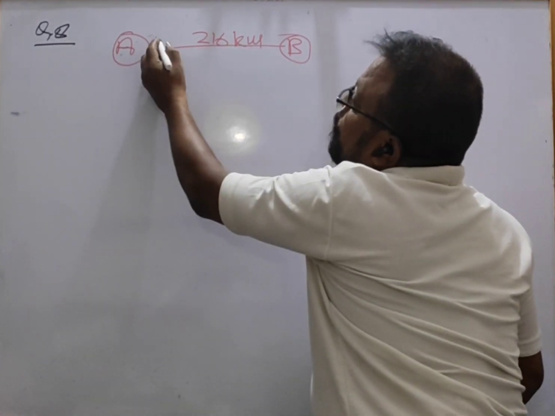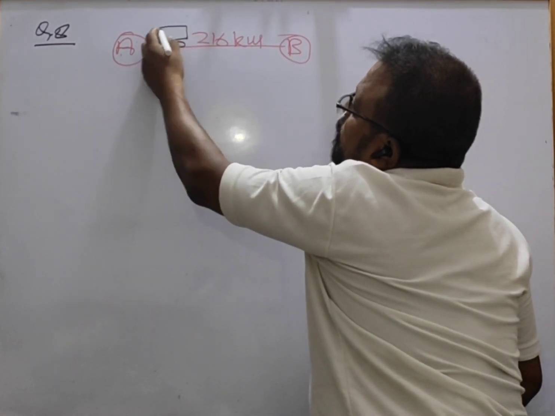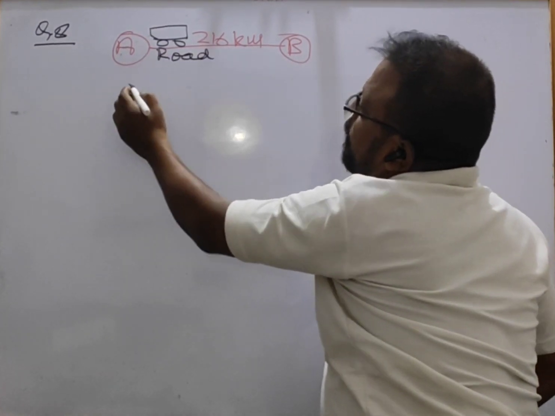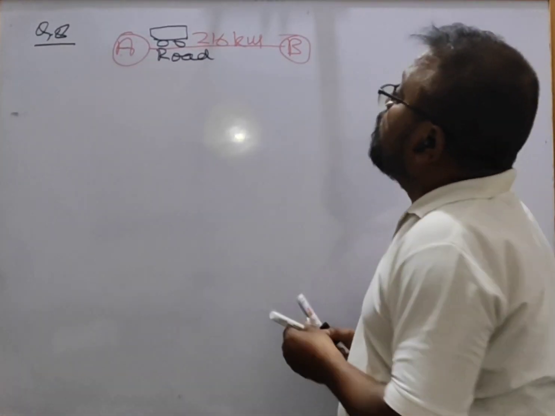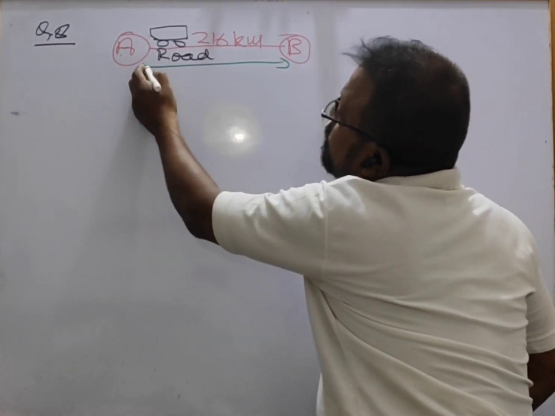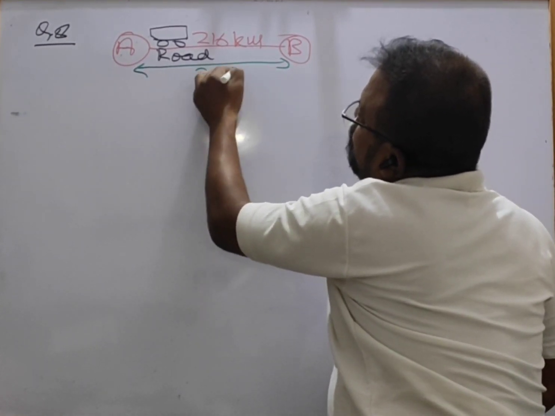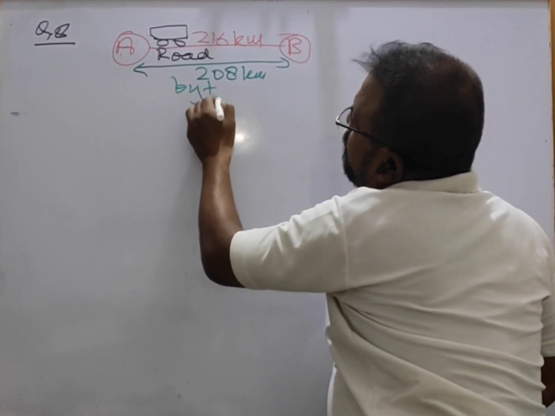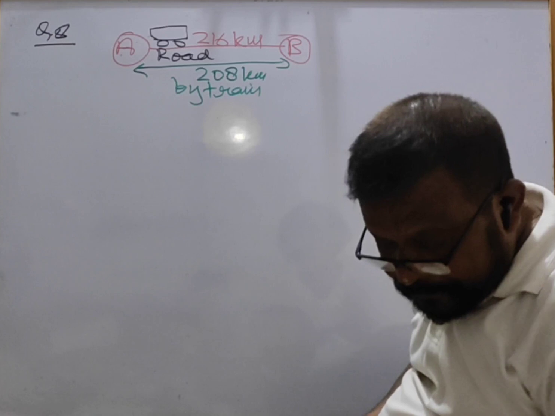It means when you are moving by road, the distance is this much, and if we travel the same distance by train, then the distance is 208 kilometers by train. Okay, yeah. So what happens?